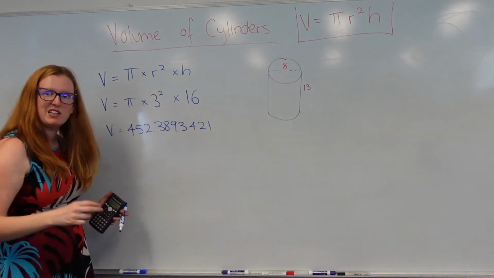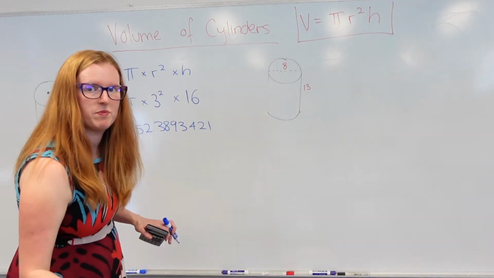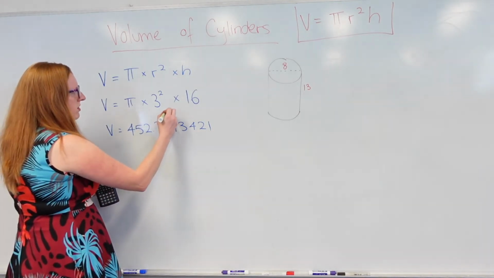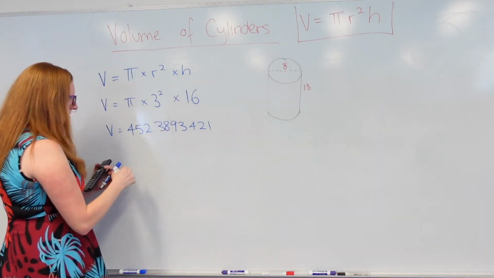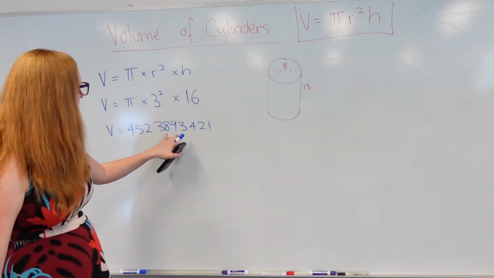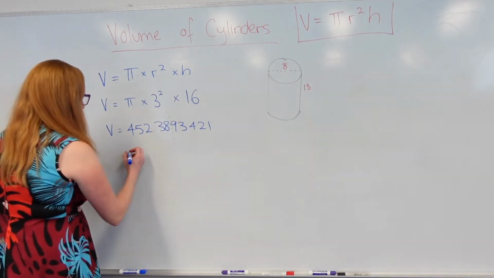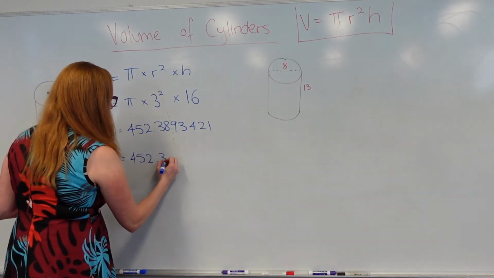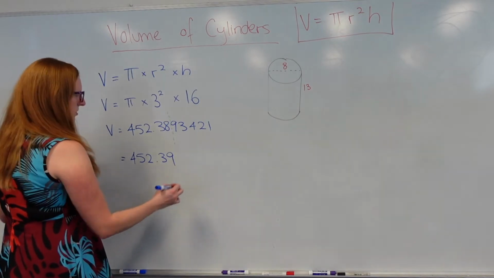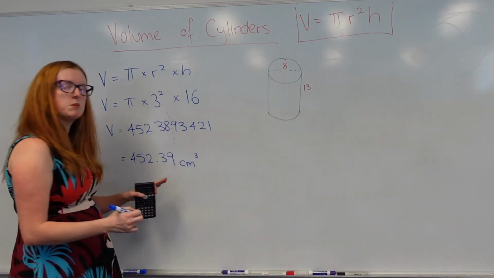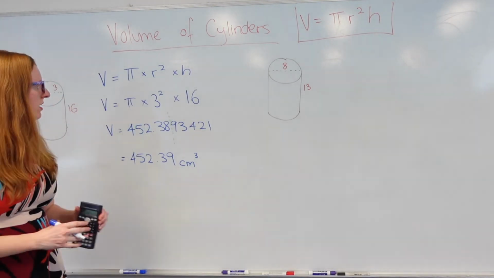and I get volume is equal to 452.3893421. Let's round it to 2 decimal places because that's my go-to. Let me put a dotted line after 2. Now the number 9, it rounds up, so this will become 39. So volume is equal to 452.39. I didn't put units on here, but let's call it centimetres, and it's cubed because we're calculating volume.